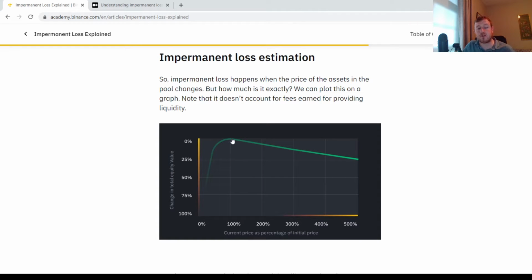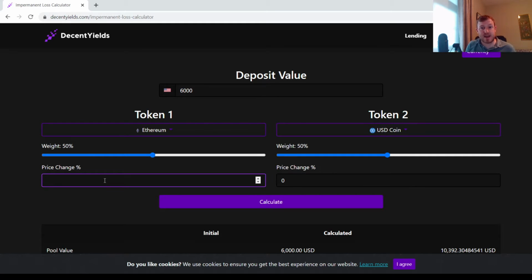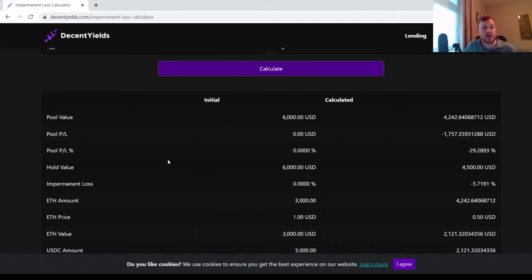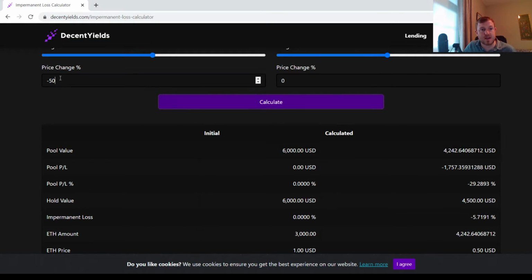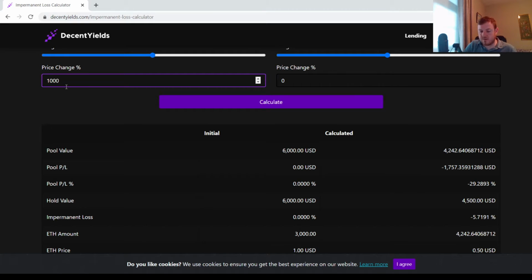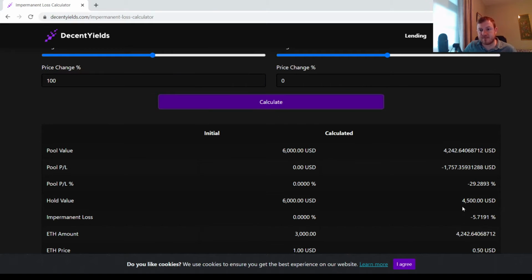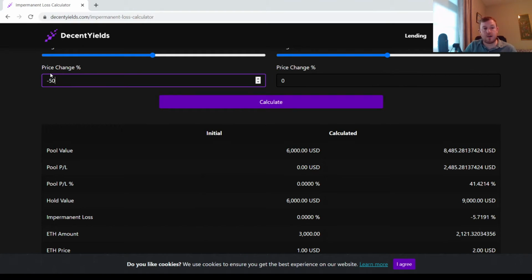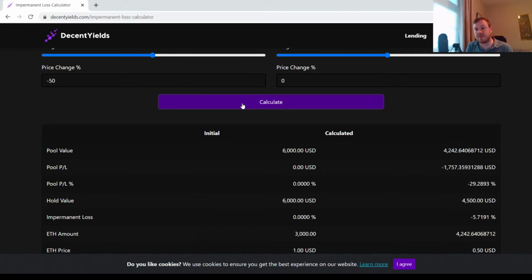But as you can see here, there is also an impermanent loss if the ETH price decided to fall, and the impermanent loss in this situation actually increases at a faster rate if the ETH price is falling. So let's just come back to my calculator here, and I'm going to put in a negative price change of say 50% for ETH. If it dropped 50%, then you're looking at an impermanent loss of 5.72%. So a 50% drop was actually equal to what a 100% rise was when we checked it earlier on. So a 100% rise equals a 5.72% impermanent loss, but a 50% drop also equals the same 5.72% impermanent loss.